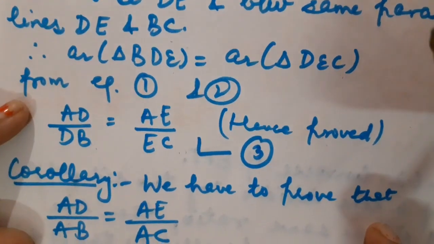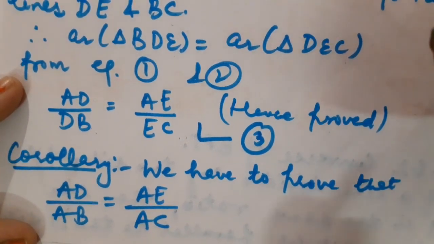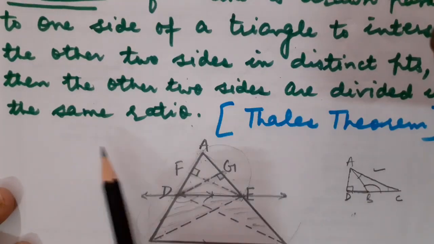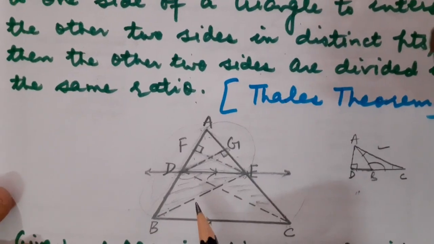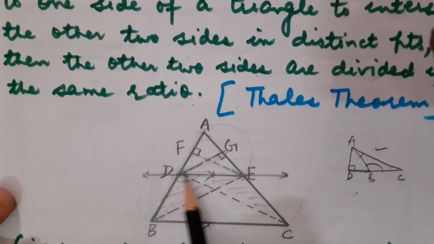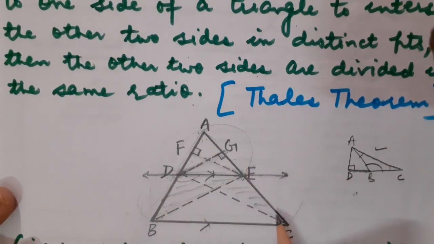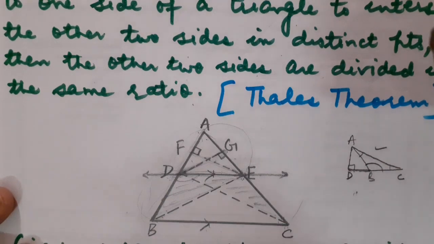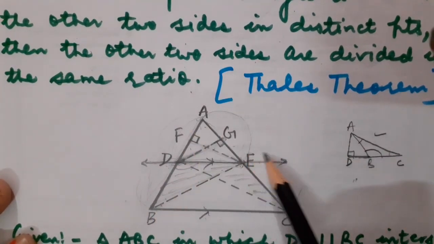Okay. One more thing I want to add in it. That is the corollary of BPT. What do we have to do in the corollary of BPT? As children, we have just proved that the other two sides, which are intersected by the parallel line at points D as well as E, the ratio of those two sides is equal through BPT. Means we have proved that AD upon DB must be equal to AE upon EC.